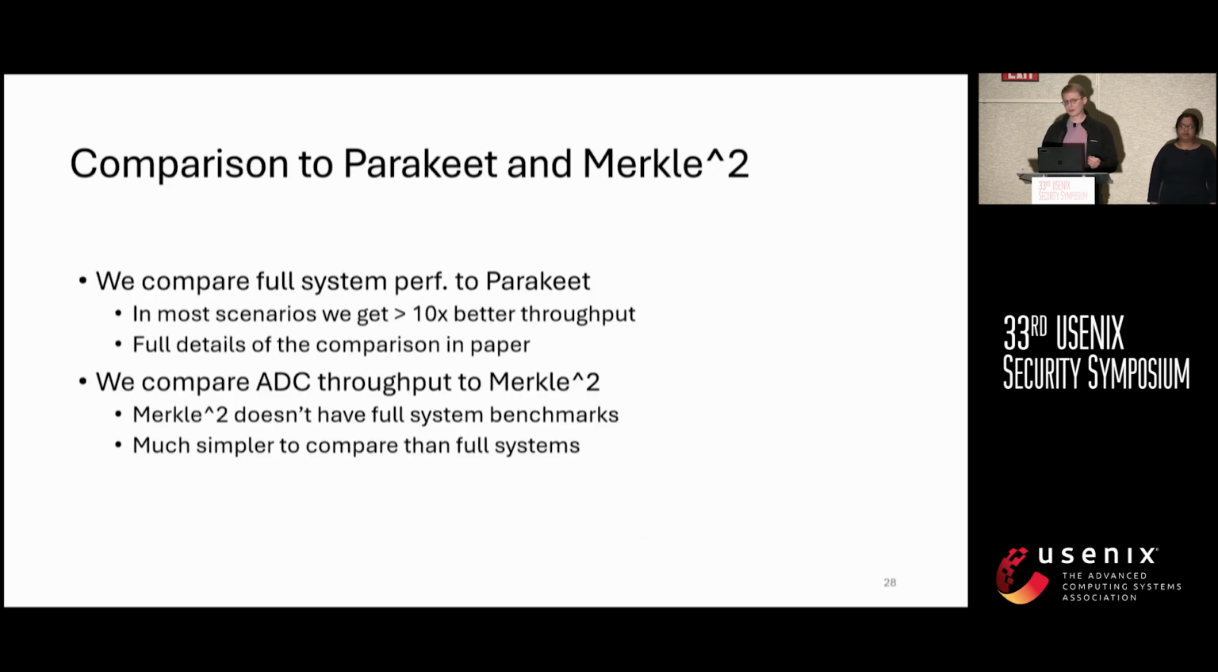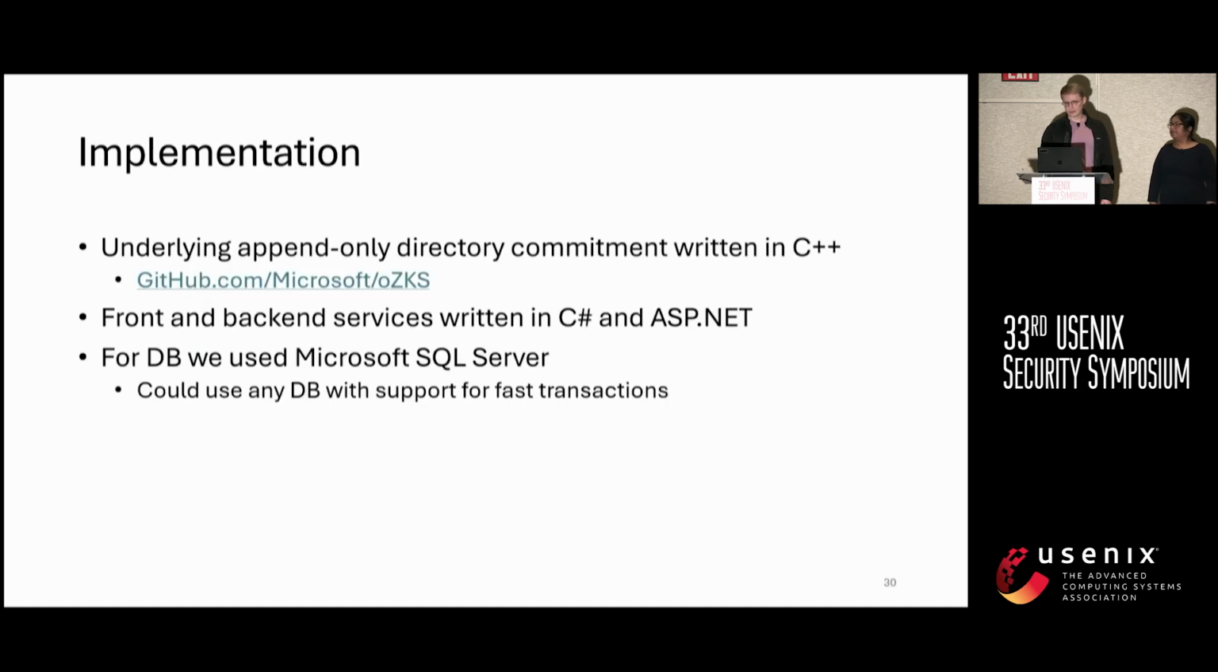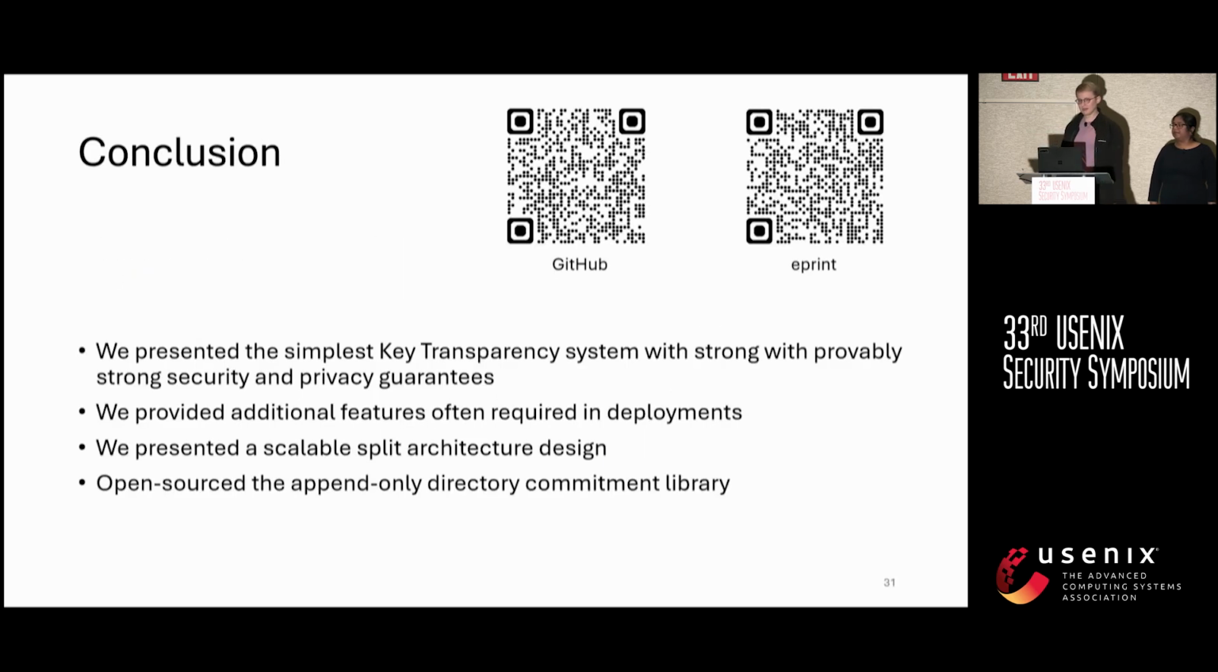We compare to two particular prior works, Parakeet and Merkle Square. For Parakeet, we have actually a full system comparison because Parakeet offers such, but it's very complicated. So I'm just going to refer to the paper. For Merkle Square, we can more reasonably compare this core ADC primitive to Merkle Square, and here are the numbers, of course, orders of magnitude better and this and that. It's a little bit weaker security model though, and we have an implementation, and thank you.